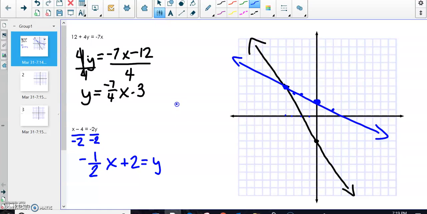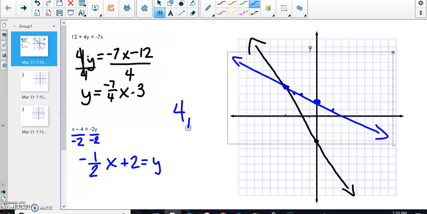So 4 for the x, and then I'd go up 1, 2, 3, 4. So 4, 4 would be my solution because that is where the two graphs intersect one another. One thing, be very careful because it's negative 4. The first one is negative 4. We went to the left, so make sure you're careful with your signs. So we go left to negative 4, then up to 4.